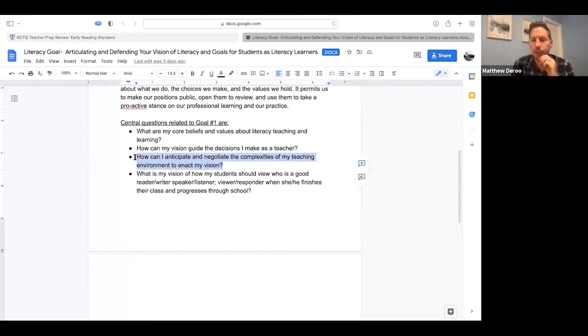We can have a lot of great ideas and a lot of beliefs, but sometimes our systems, our schools, our laws, our bosses, our principals, or our superintendents, or the Ministry of Education does not allow for this to always go out in a good way. So what are some of the threats to my vision? What are some of the constraints to enacting my vision? What are some of the complexities, right?